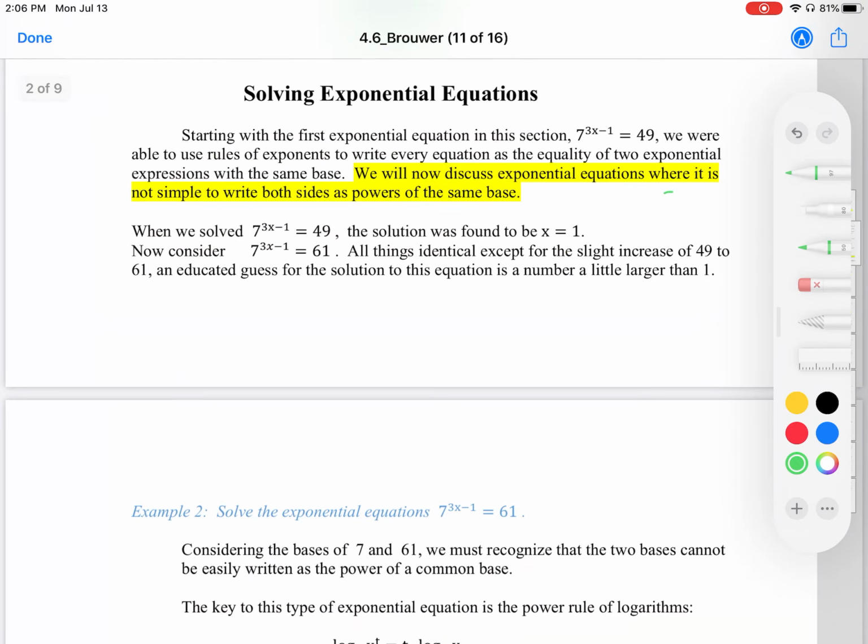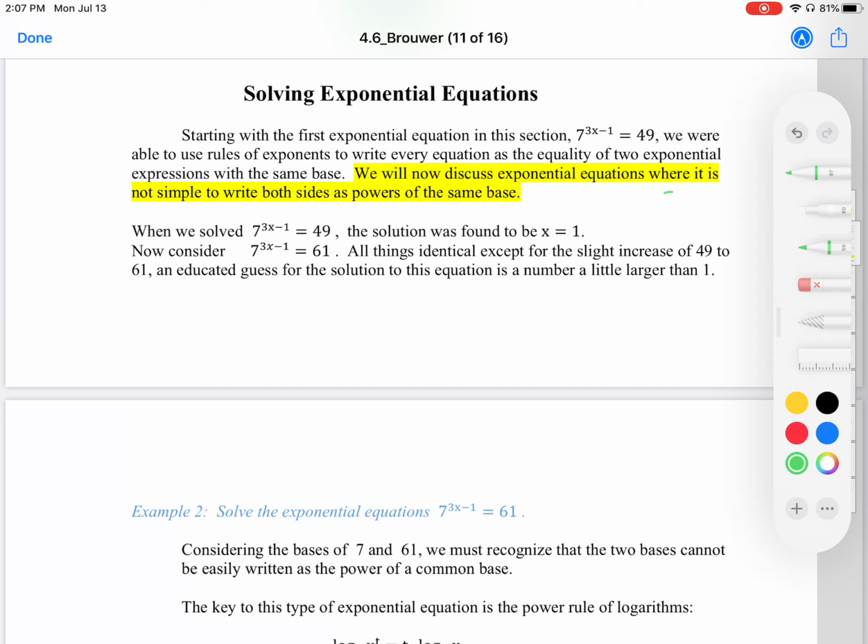Solving exponential equations. Starting with the first exponential equation in the section, 7 raised to 3x minus 1 equals 49, we were able to use rules of exponents to write every equation as an equality of two exponential expressions with the same base. We will now discuss exponential equations where it is not simple to write both sides of powers in the same base.